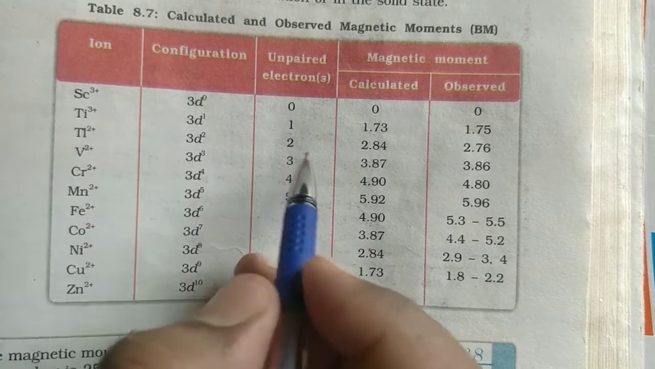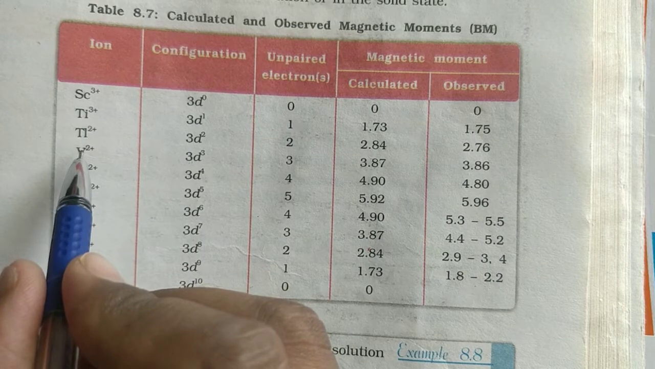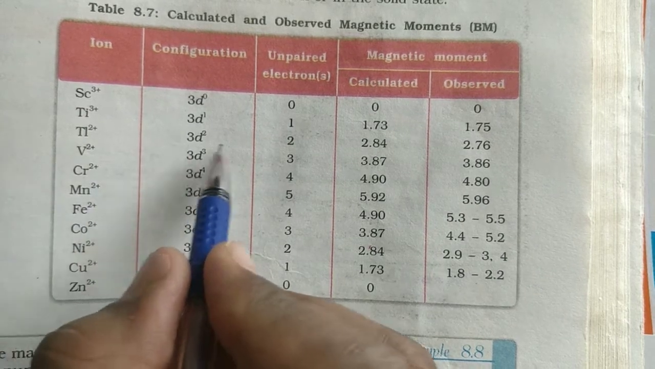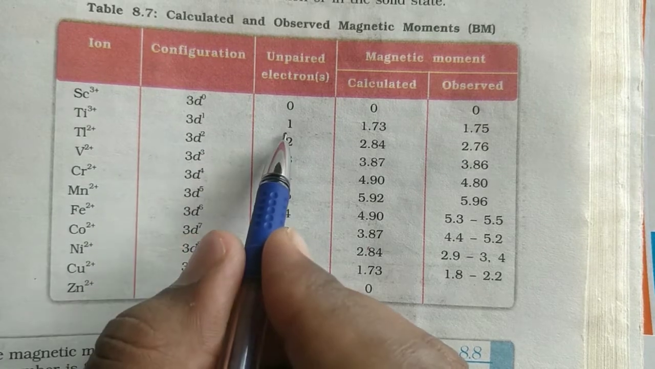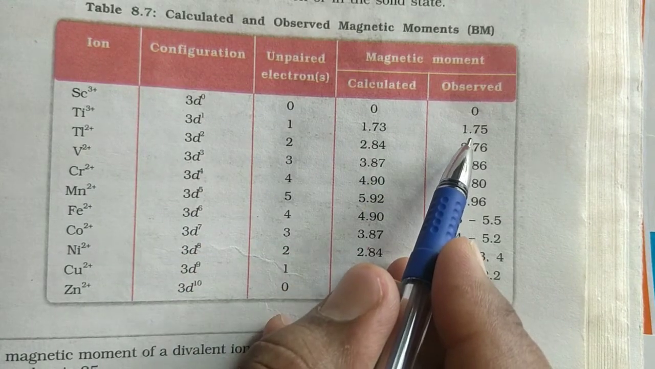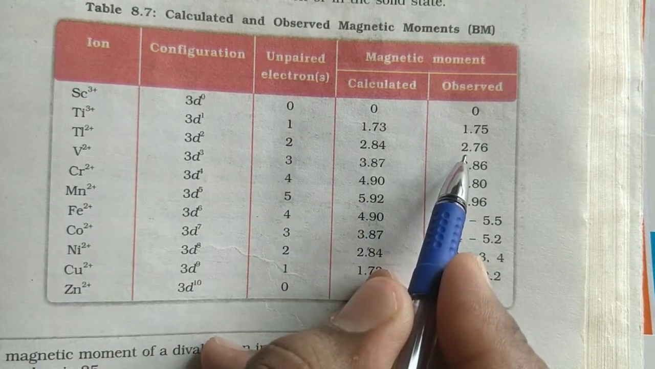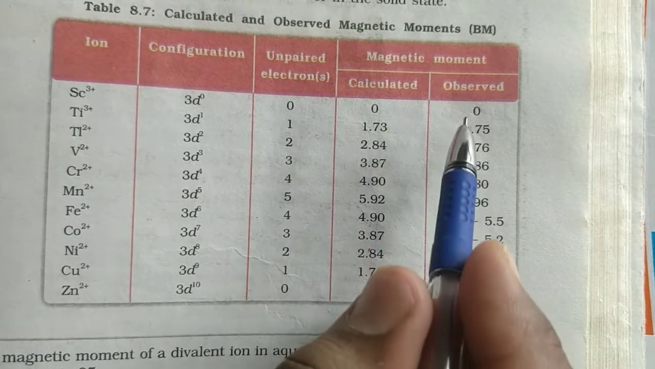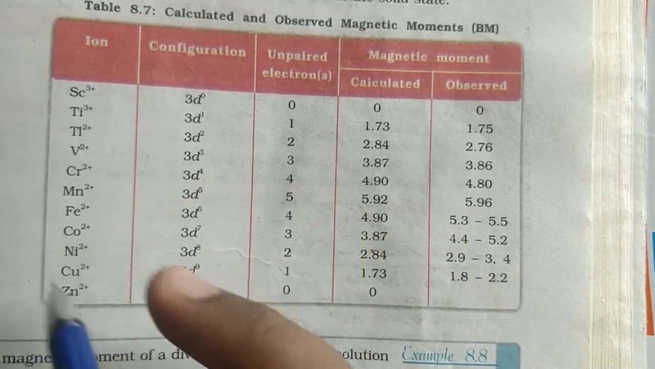Next, titanium plus 3, 3d1, 1 unpaired electron is there. Magnetic moment 1.73, observed 1.75. Next, 2 unpaired electrons are there, 2.84, 2.76. Like that, calculated values and observed values are given. Here the thing is, no need to remember these values.